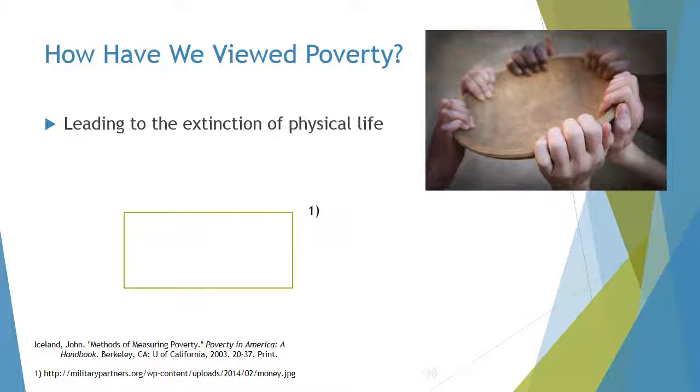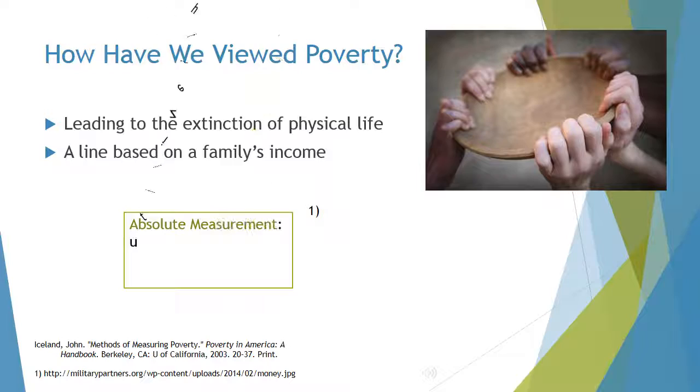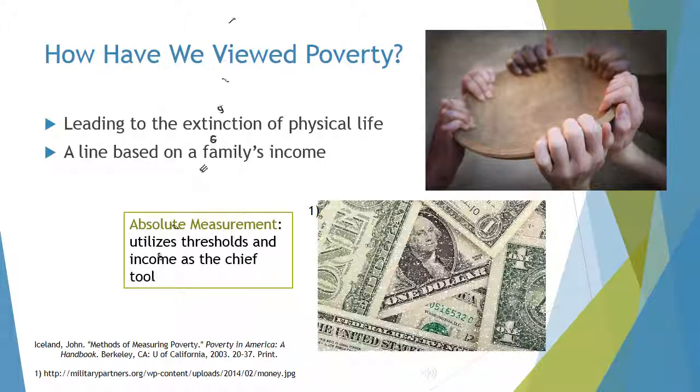Now, we would say that only those in the most extreme poverty have their existence threatened on a daily basis, not everyone living in poverty. By the 1960s, we had updated our measurement of poverty to include certain thresholds the individual must meet to be considered out of poverty, a threshold more commonly known as the poverty line. Such a measurement of poverty, one that utilizes thresholds and income as the chief tools of measurement, is referred to as an absolute measurement system.